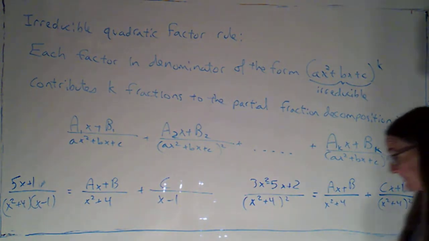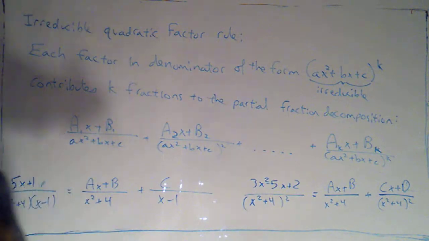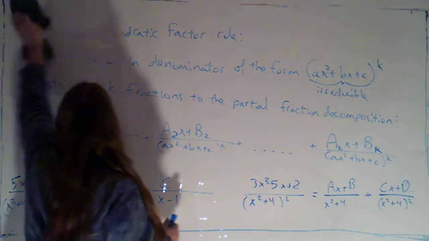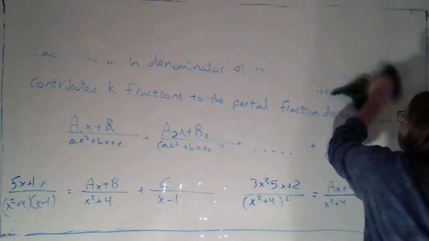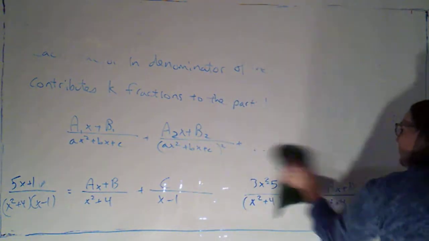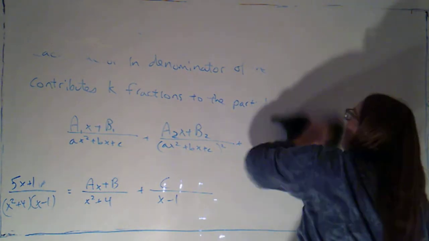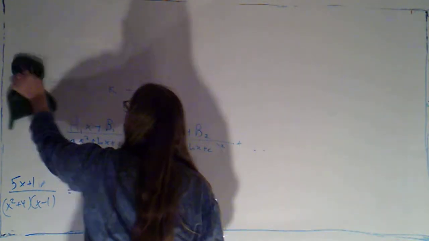Okay, I've got the same two options for figuring out what these numbers are on top. I can plug in numbers for x and then solve for the unknown constants, or I can multiply things out and equate like coefficients.